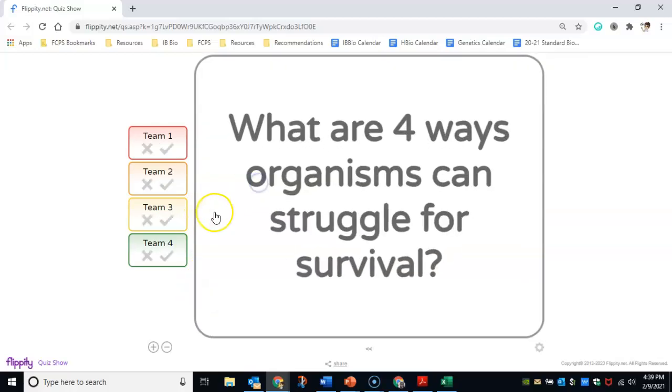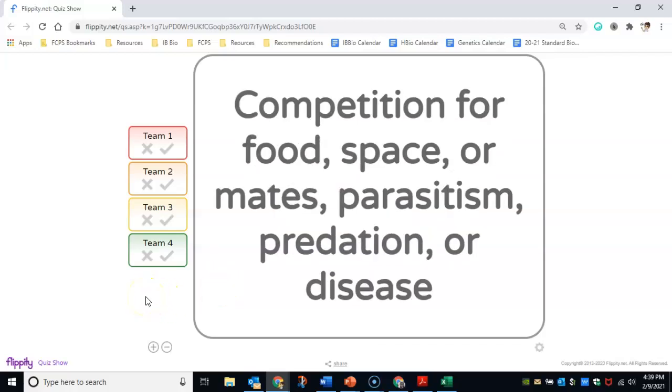For 200, what are 4 ways organisms can struggle for survival? There are more than 4 ways, but I'm just going to give you a few ways that organisms can struggle. Competition for food, space, mates, parasitism, predation, disease. There are even more than this that would be acceptable as an answer, but here are some examples of ways that organisms struggle for survival.